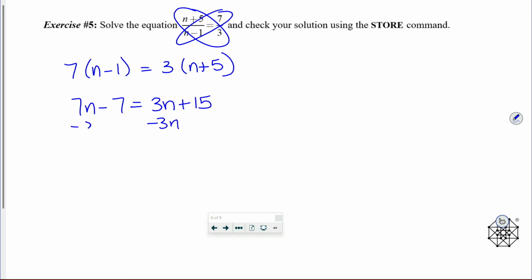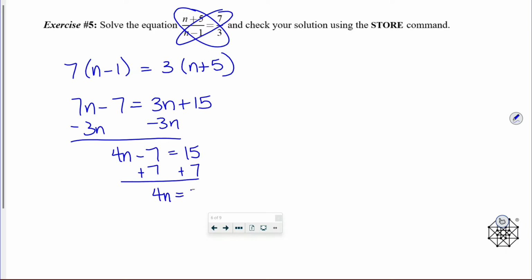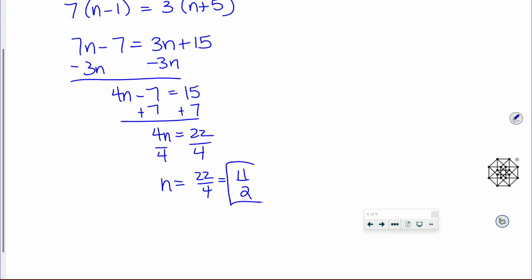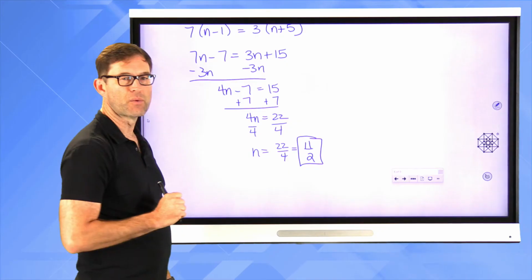Subtract a 3n from both sides. 4n minus 7 is equal to 15. Add a 7 to both sides, we'll get 4n is equal to 22. Divide both sides by 4, and we'll get n is equal to 22/4, which, if you want, will reduce down to 11/2. So I think we'll just stick with that.